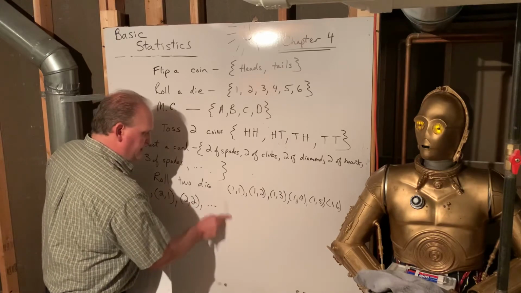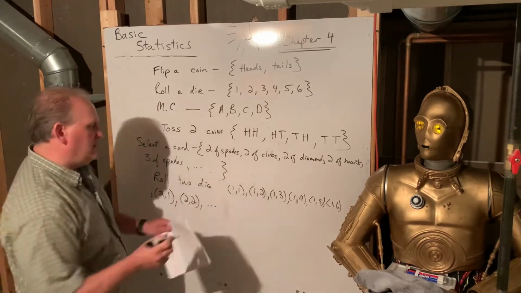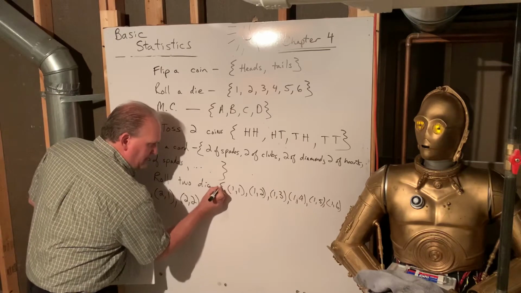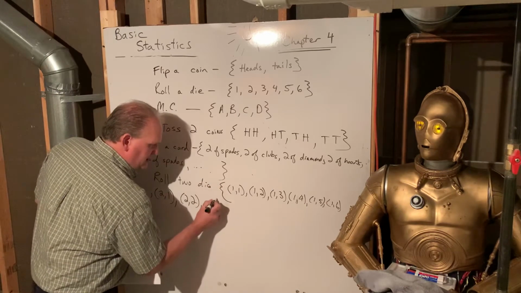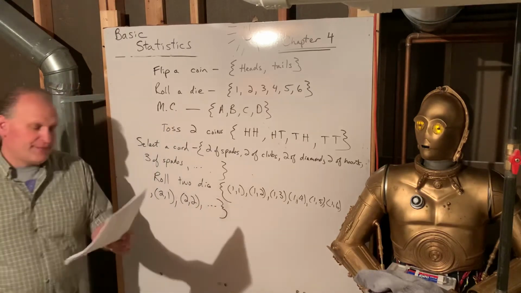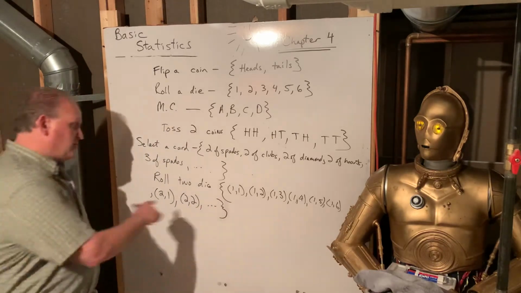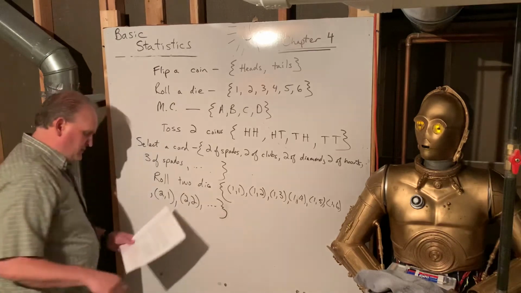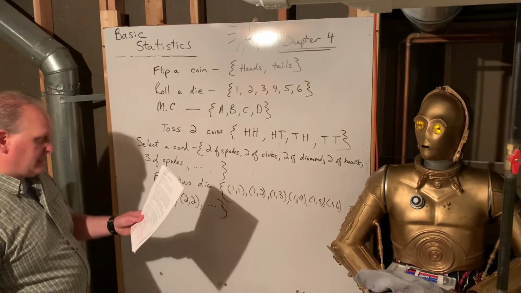These are really bad. When you do set notation, that's what these squiggly little lines are supposed to look like. It's supposed to look like a big curly brace. All right, so there's actually 36 possible outcomes, all the way up to 6 is where it would stop.